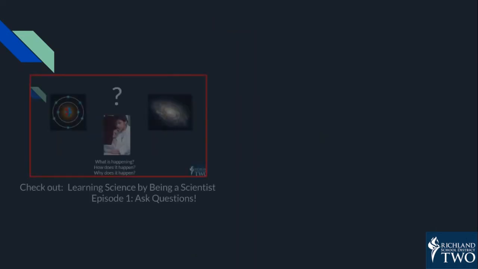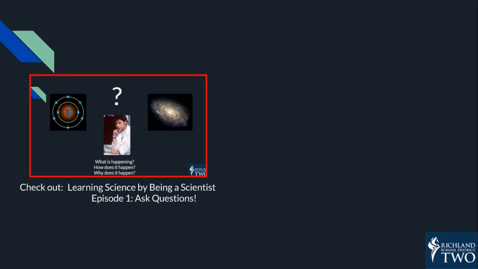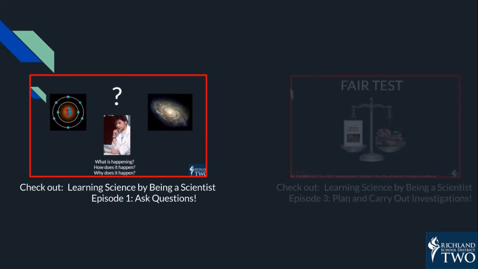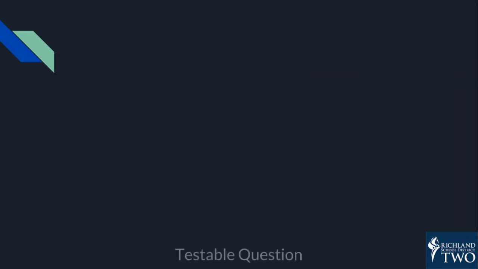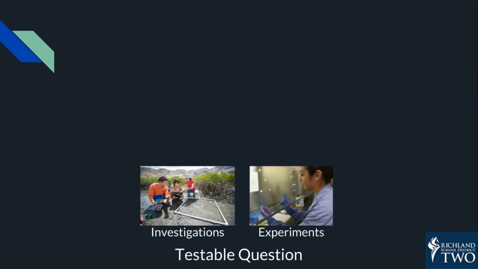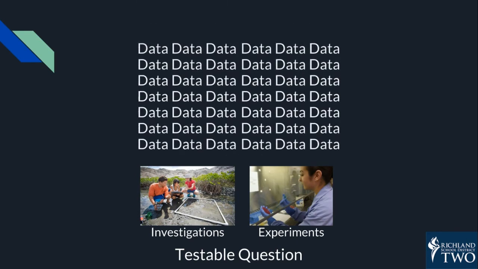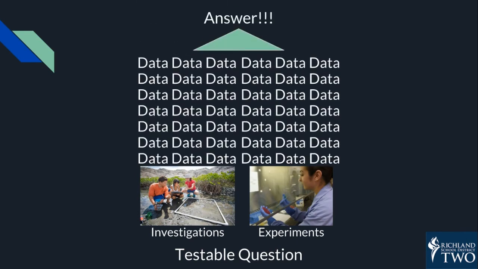Remember when we said that science is about questions? And we said that in order to get the information you need to answer those questions, you need to do investigations? Well, that information is called data. So, what is data? Data is the information a scientist collects during an investigation or experiment. It is what the scientist needs in order to construct an answer to their question.